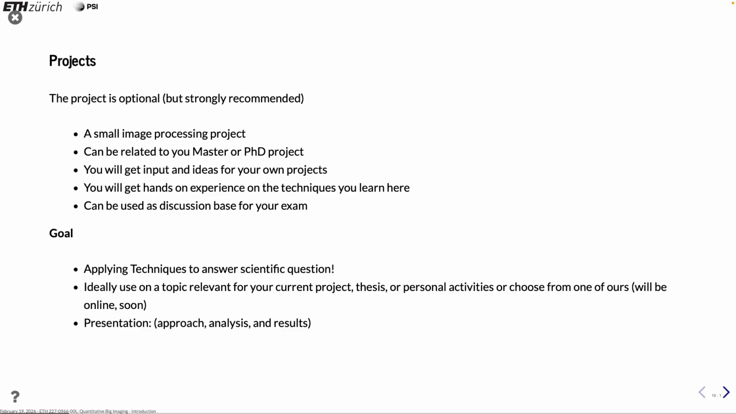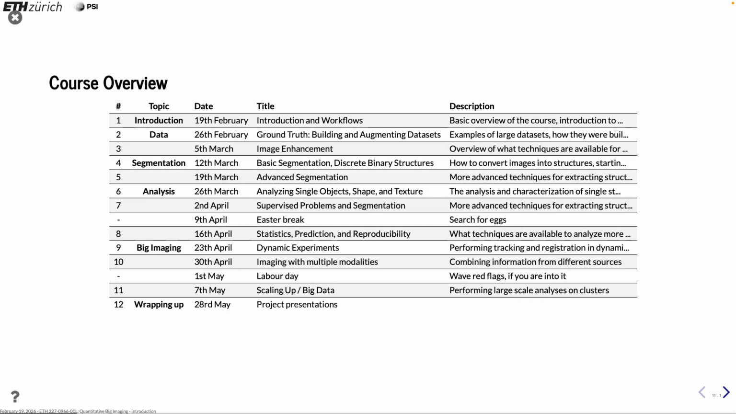And then in the end, of course, there is also a presentation, which is actually also quite fun to see what other people have done. So a little bit more hands-on, seeing what can be done with image data. And that is in the end of the semester, I think 28th of May.